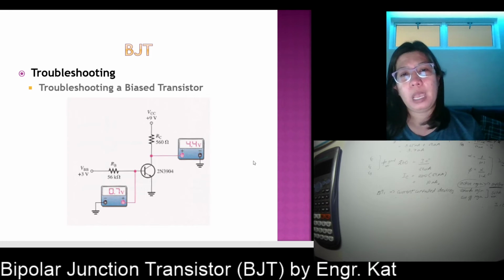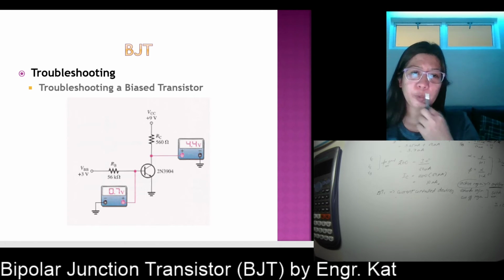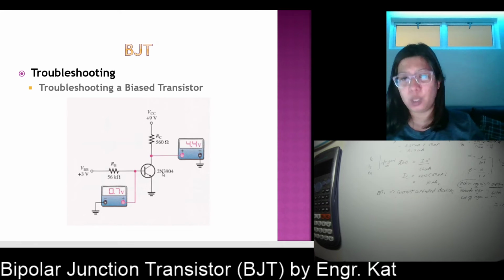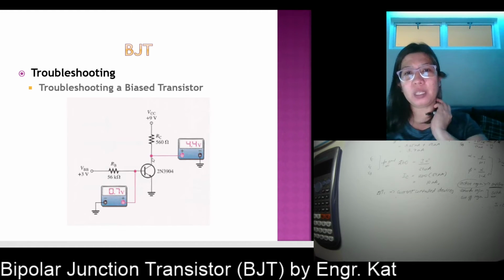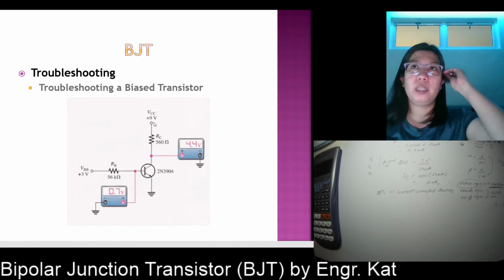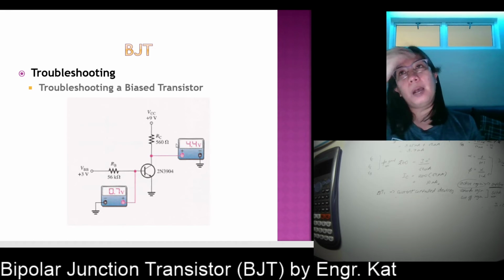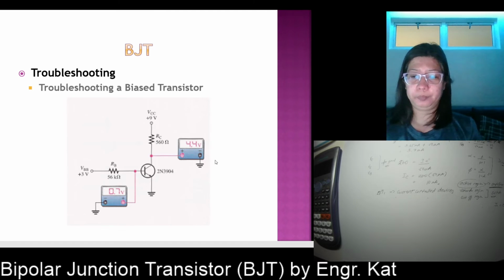The collector to emitter, you will be reading any value between 0 to 9 volts. Why? Because if it is 0, that means you are saturated. If it is 9, that means it is cut off. So therefore, somewhere between 0 and 9, usually between 25 to 85% of your VCC. That is the proper voltages that we expect.